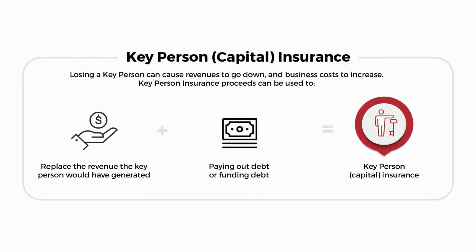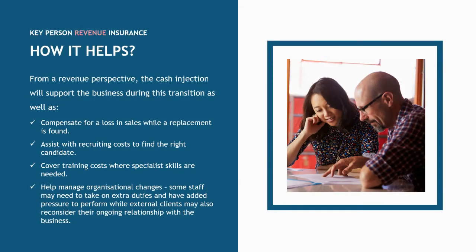Whereas the key person capital is replacing the revenue the person would have generated as a lump sum, and it can be a combination, to help pay down some of those debts that you may have, because your revenue would have gone down and you may not be able to pay those debts.